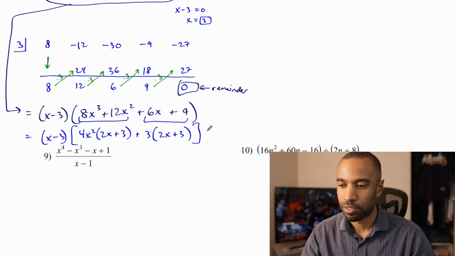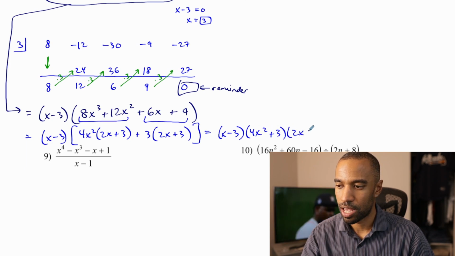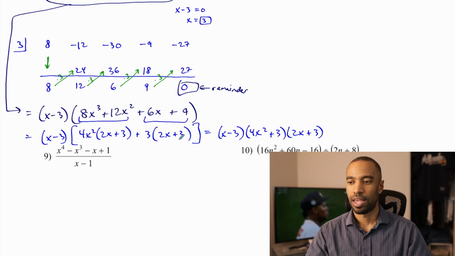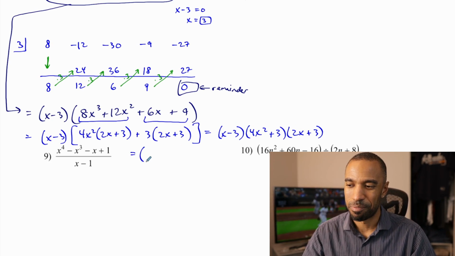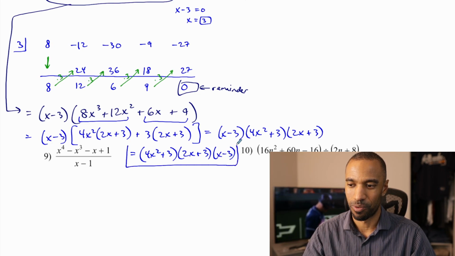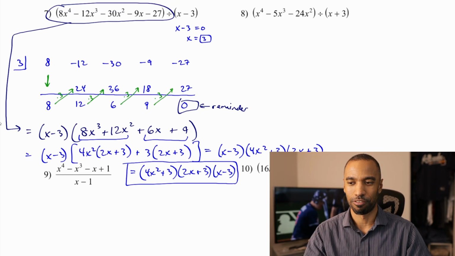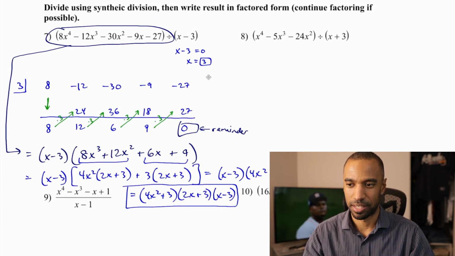And therefore, this thing all factors down to x minus 3 times 4x squared plus 3 times 2x plus 3. It looks like there's nothing else I can factor. If I could rewrite this, I'd put the 4x squared plus 3 first, the 2x plus 3 second, and the x minus 3 last, because that is just what I do. So that's the final result for number 7.